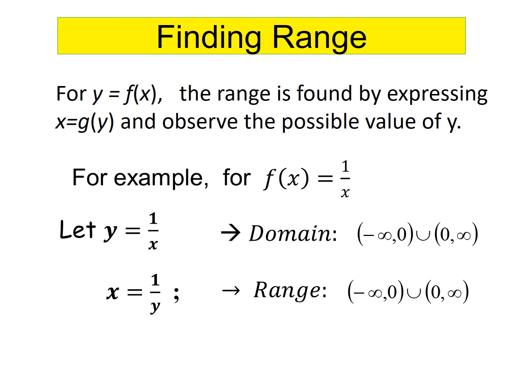The range is found by expressing x equals g(y) and observing the possible values of y. So let's say x equals 1 over y. Since y cannot be 0, the range is (negative infinity, 0) union (0, infinity).